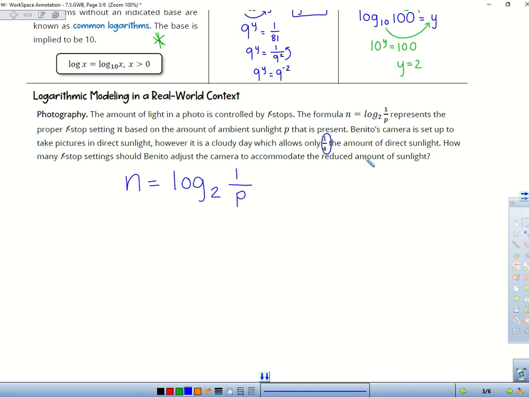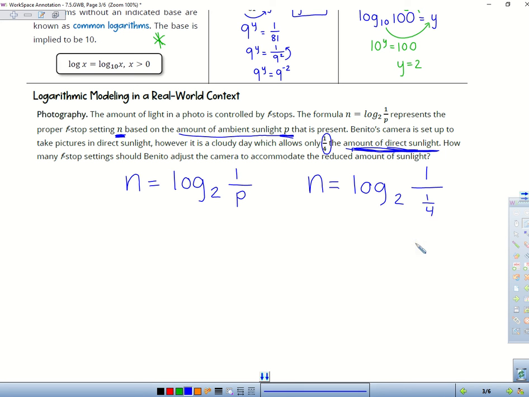However, it is a cloudy day which allows only 1/4 the amount of direct sunlight. That tells me right there, n is the number of f-stops. p represents the amount of sunlight. So what is my 1/4? Is it n or p? p. Okay. So I'm going to plug that in for p. Everybody see what I did there?